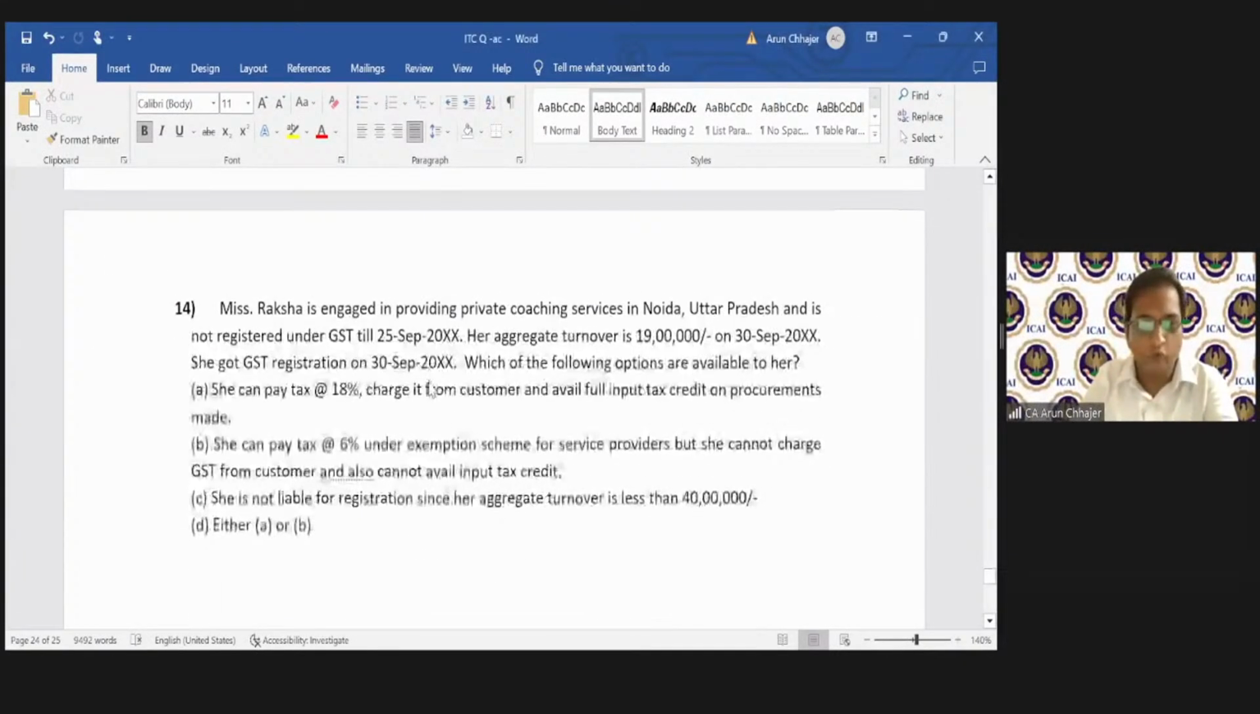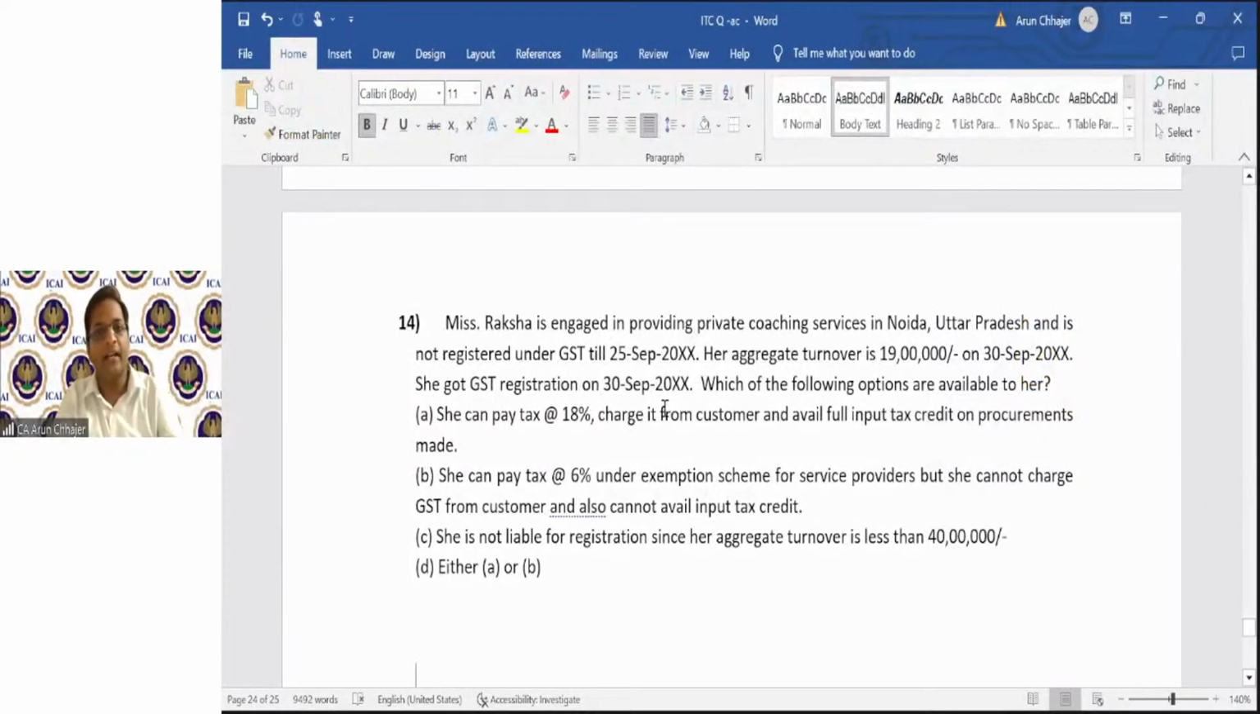So let's move to question number 14. Miss Rekha is engaged in providing the private coaching service in the Noida, Uttar Pradesh and is not registered under GST till 25th September 2020. Her aggregate turnover is 19 lakh on 30th September. She got registration on 30th September. Which of the following options are available to her? She can pay the tax at the rate of 18%, charge it from customer, avail full ITC on the procurement made. She can pay tax 6% under exemption scheme for service composition scheme.